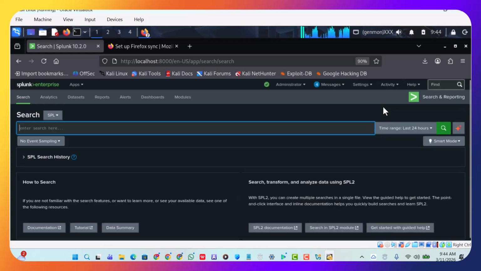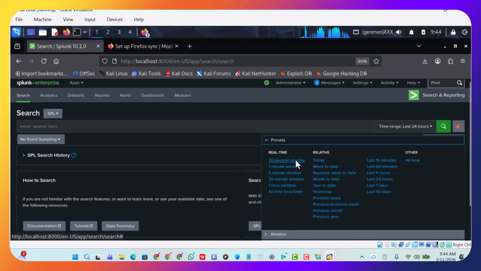So if you want to search for an event, that will be in our next class. I'll teach you how to install Splunk. This is where you come to. In real time, you have a 30-second window to know what has happened for the past 30 seconds, a 1 minute window, 5 minutes window, 30 minutes, 1 hour, all time, today, and all of that. So this is just how the Splunk tool looks like. So in our next class, we'll deal with installing Splunk.